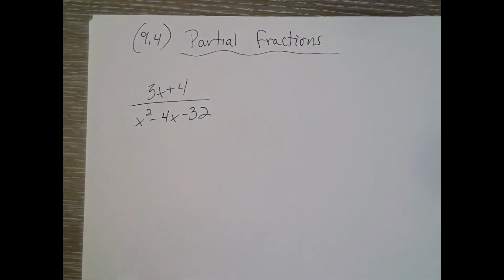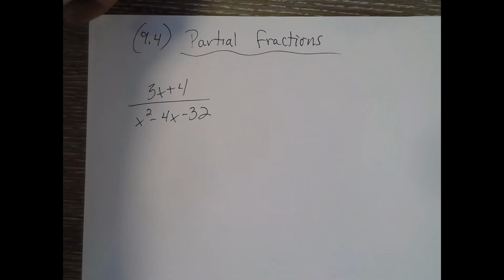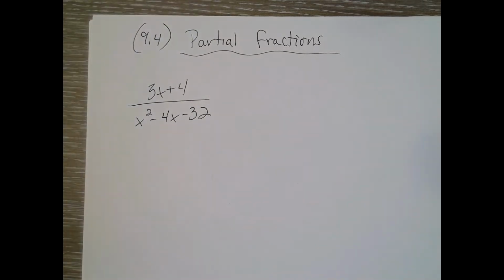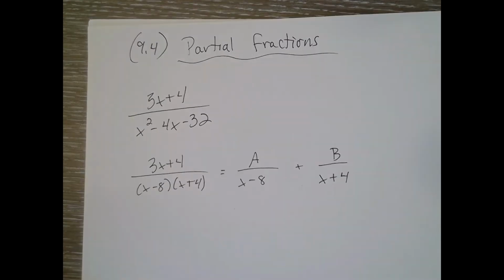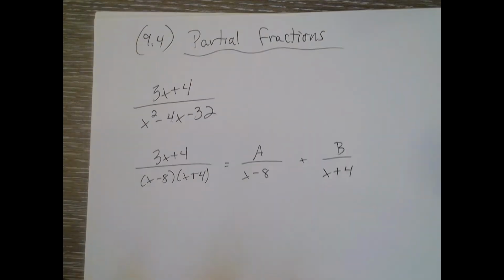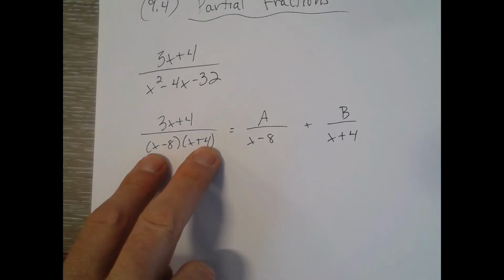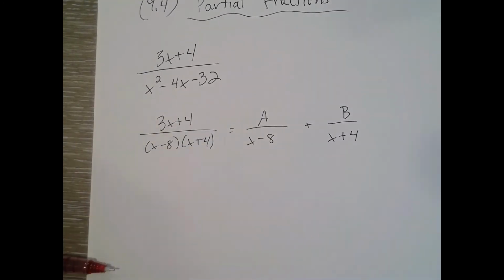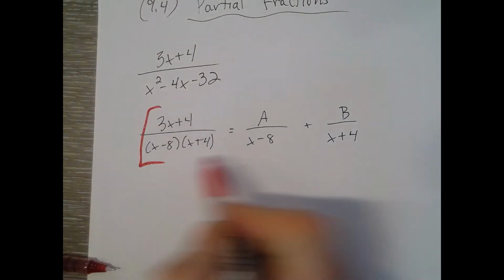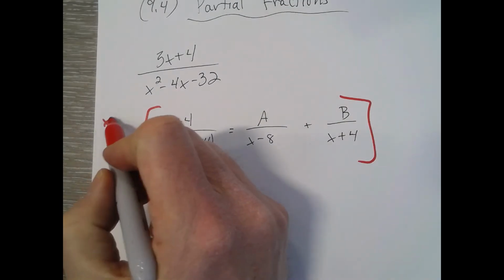So remember, the first thing you want to do is factor the bottom. You might want to have your notes out with an example. I'll give you a couple minutes to work on it. So hopefully you got this far. Can somebody tell me what to do now? Good. Multiply both sides by this denominator right here. So you're going to want to multiply both sides by (x minus 8)(x plus 4).